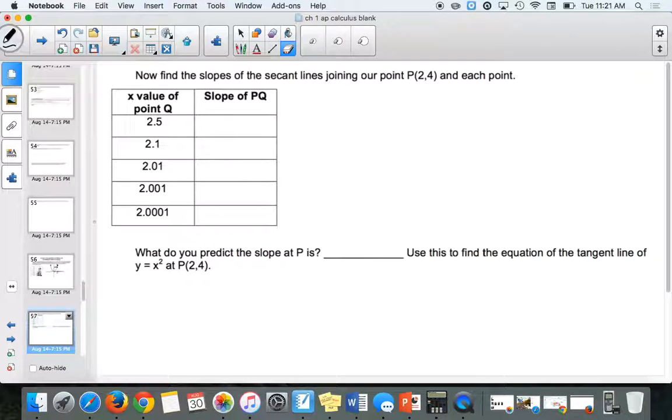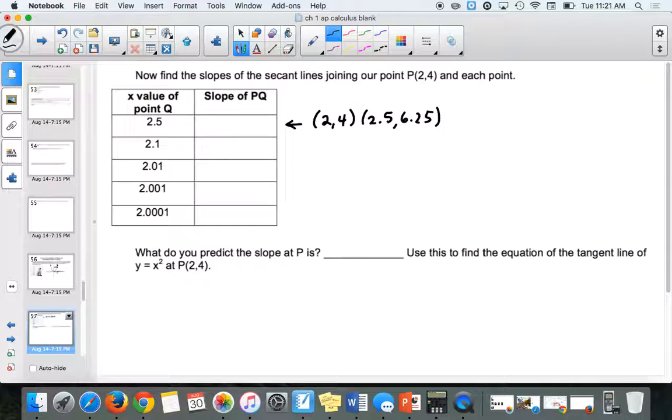So now you have another table. So when it talks about the slope of PQ, we're going to do our slope between the point (2, 4) and the point (2.5, 6.25). We're going to find the slope between those 2 points. So your slope is going to be 6.25 minus 4 all over 2.5 minus 2. And when we do that, we get 4.5.